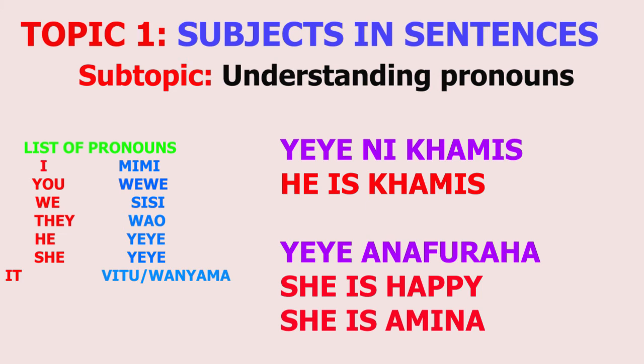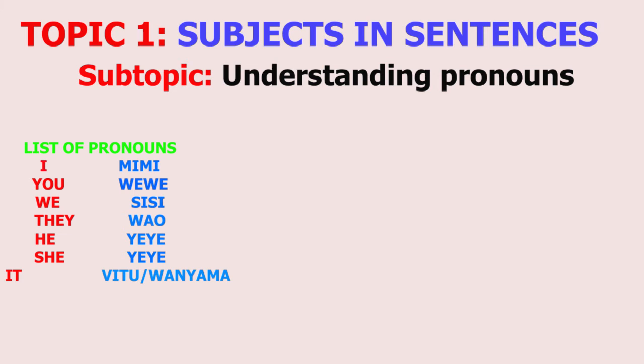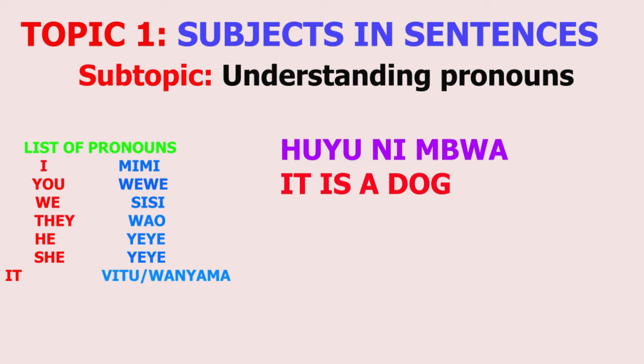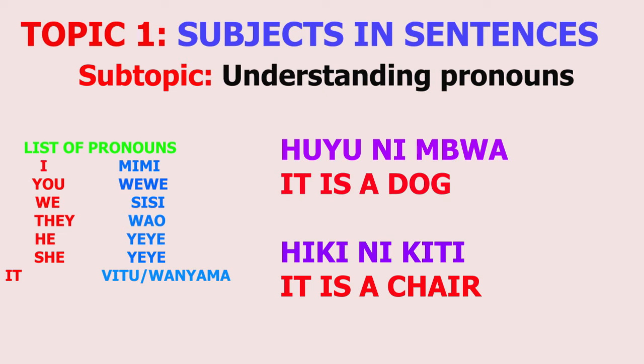The last pronoun that we have is it, okay? And as I've said, we are using it when we want to talk about things and animals. For example, we want to say huyu ni mbwa, okay? You will just begin with it. You say it is a dog. Or you want to say hiki ni kiti, for example. You are going to say it is a chair.